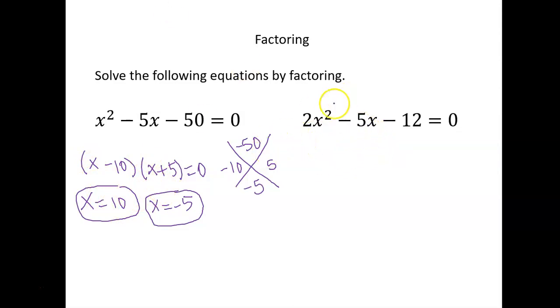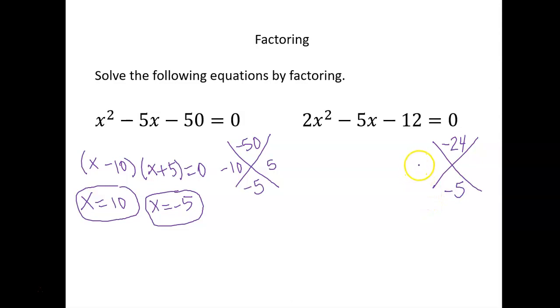All right, on our second one, we have 2x squared minus 5x minus 12. I want to first look for a common factor, but it looks like 2, 5, and 12 do not have any common factors. So we're going to go ahead and x factor. A is 2, and c is negative 12. So 2 times negative 12 is negative 24. So I'm looking for two numbers that multiply to negative 24 and then add to b, which is negative 5.